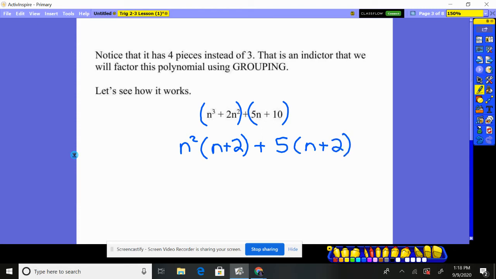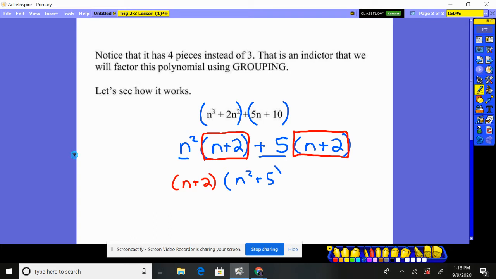Now notice that when we factored out this first, basically we have 1 piece here plus another piece here. So we sort of have 2 terms, and in each of those we have the n plus 2. So we actually could now factor that n plus 2 out, and that would leave behind the n squared plus 5. And that's what we end up with right there.